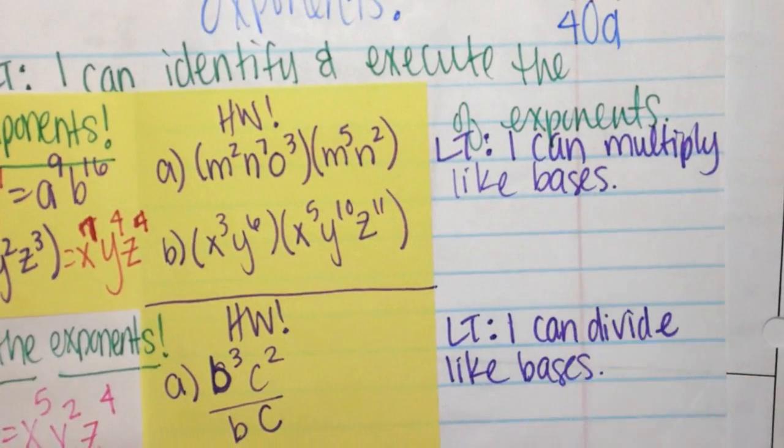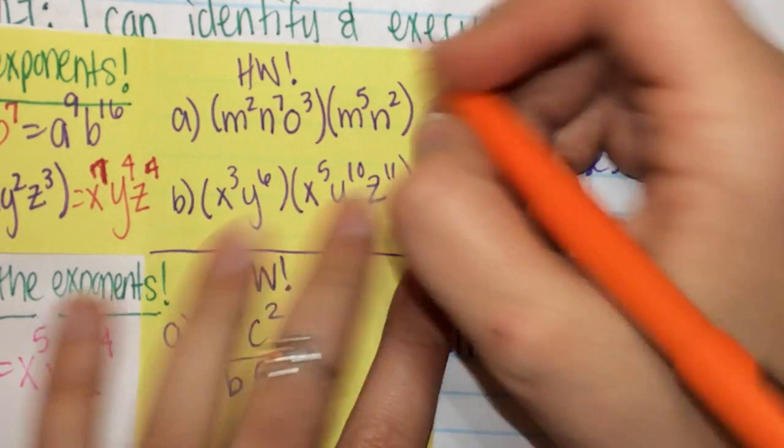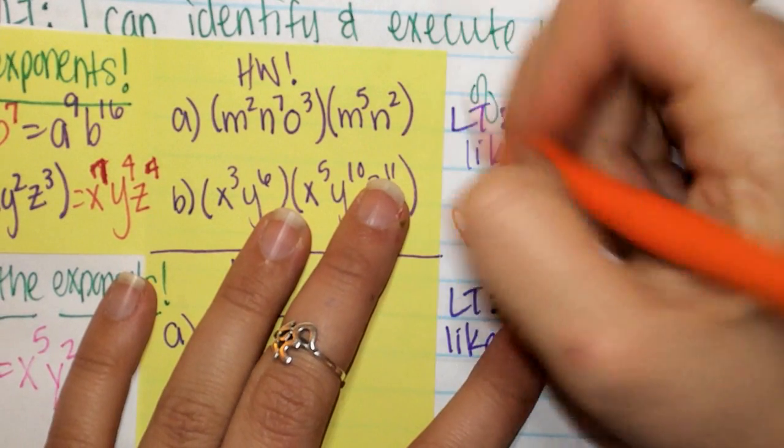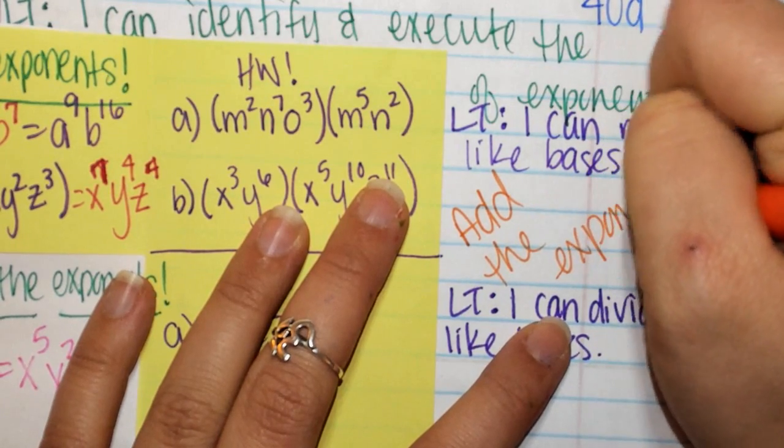Okay, so what do we do when we multiply like bases? Add the exponents. Fantastic. Take a point, girls. Y'all got that right. Add the exponents.